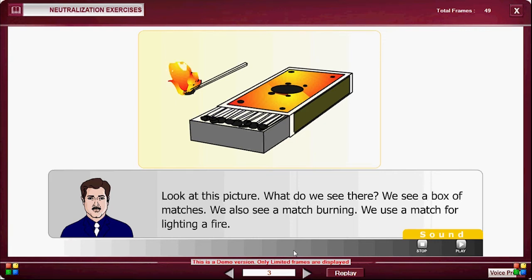Do we read it like this? I don't think so. I have seen it even to this extent. Look at this picture. What do we see there? We see a box of matches. We also see a match burning. We use a match for lighting a fire. And in between we make mistakes also. So here we teach them to read it in the same way as he does it. And there is a provision like Voice Pro which facilitates that one.